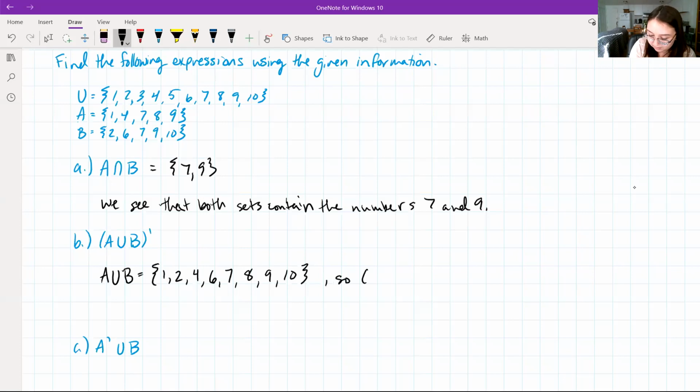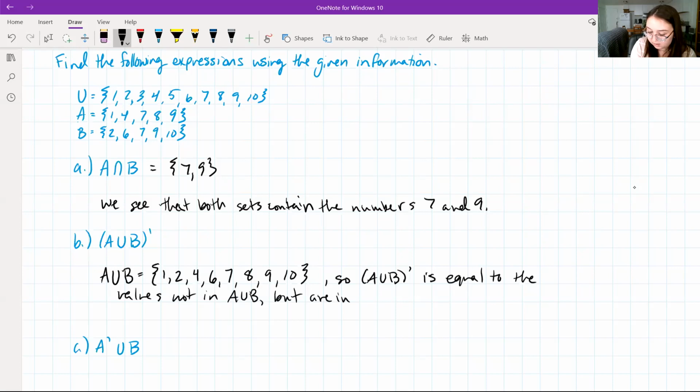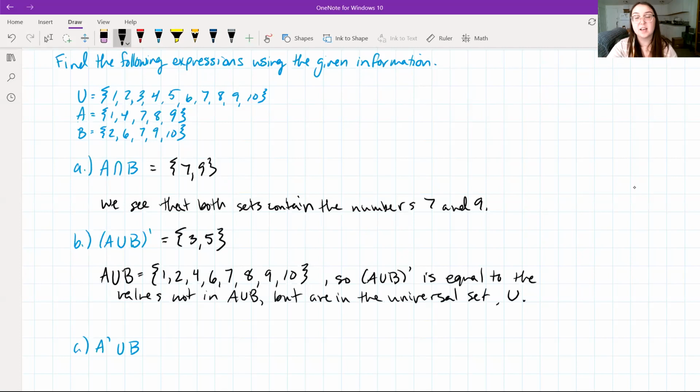So we say A union B complement is equal to the values not in A union B, but are in the universal set U. So if we look at our universal set U and we look at our A union B, we see that the only values missing from A union B that are in our universal set U is just the values of 3 and 5. So we say that the complement of A union B is the set of 3 and 5.